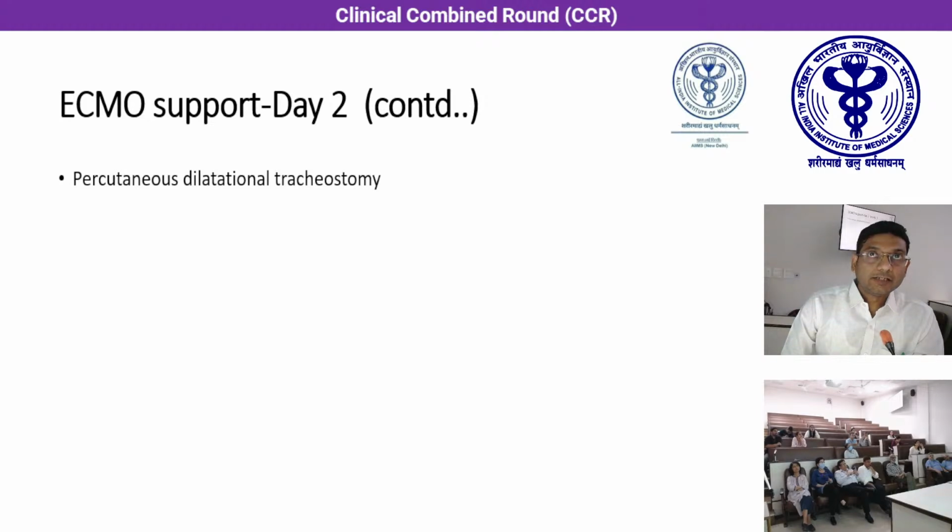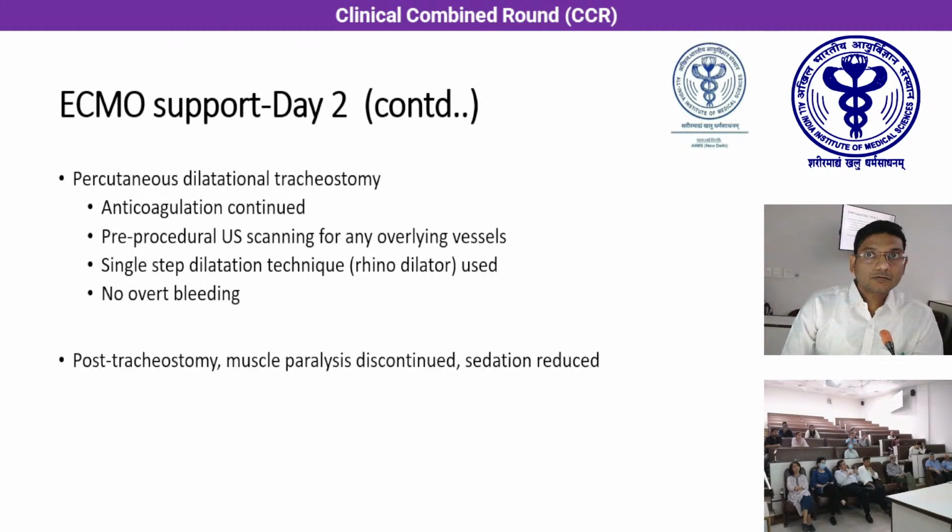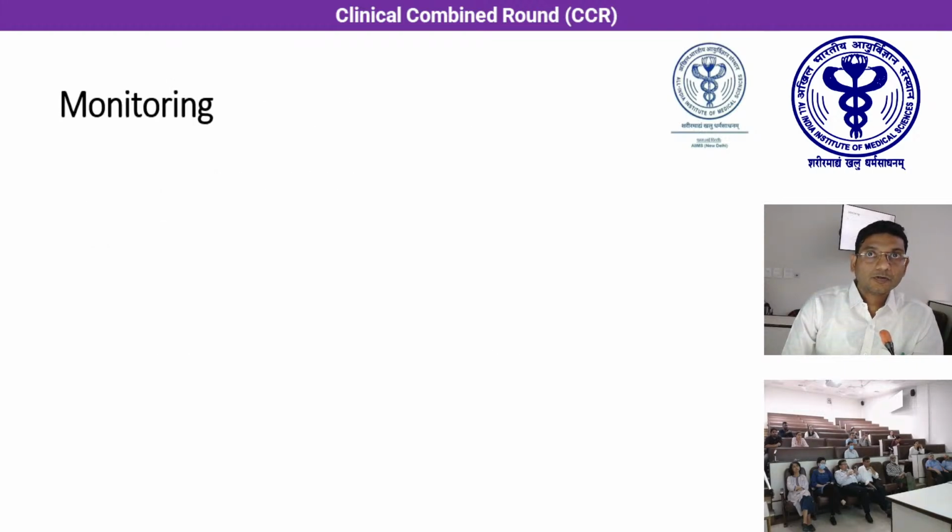After achieving hemodynamic stability, the decision for percutaneous dilatational tracheostomy was taken. Anticoagulation we continued. Neck anatomy was checked by ultrasound, and it was done using the single-step dilatation technique, and there was no bleeding during the procedure. Post tracheostomy, we discontinued the muscle paralysis, and the sedation requirement also came down.